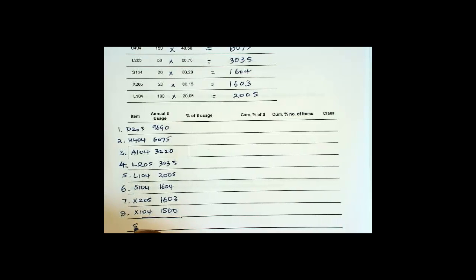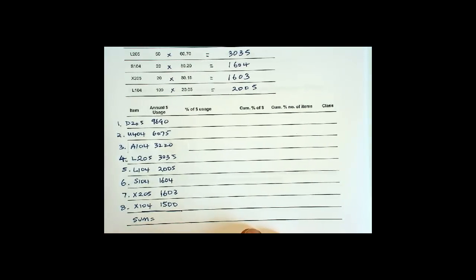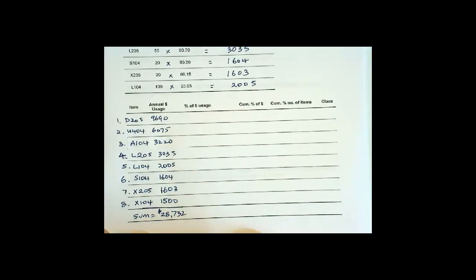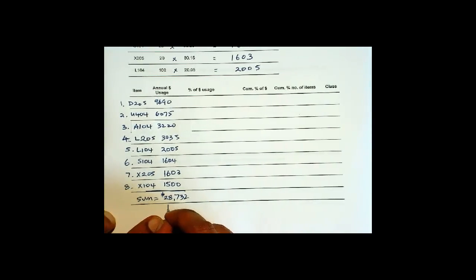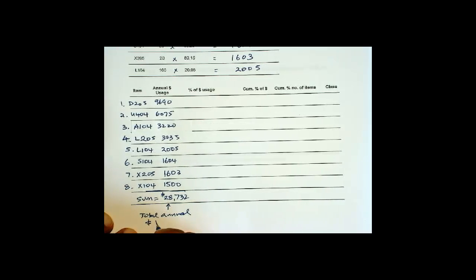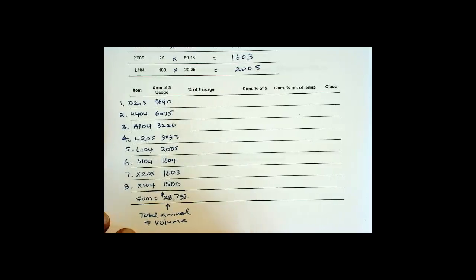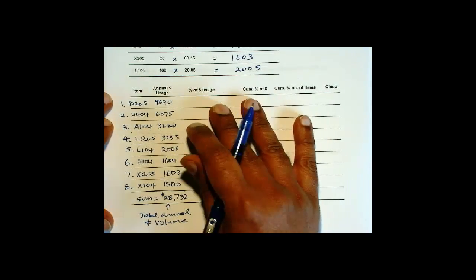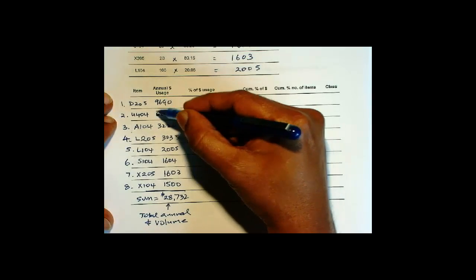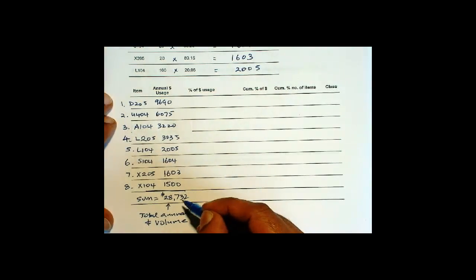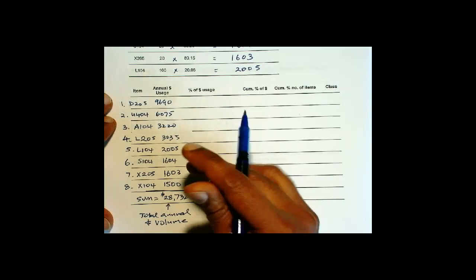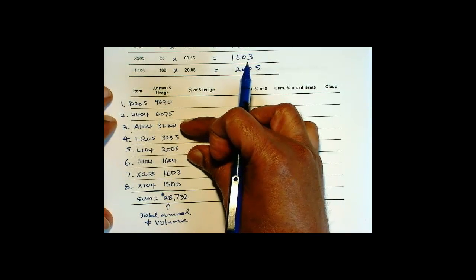So then we sum, that gives us the total 28,732. That is the total annual dollar volume. So now we need to apply the thumb rule to figure out which of the top items must be A and which of the bottom items must be C and the in-between ones B.